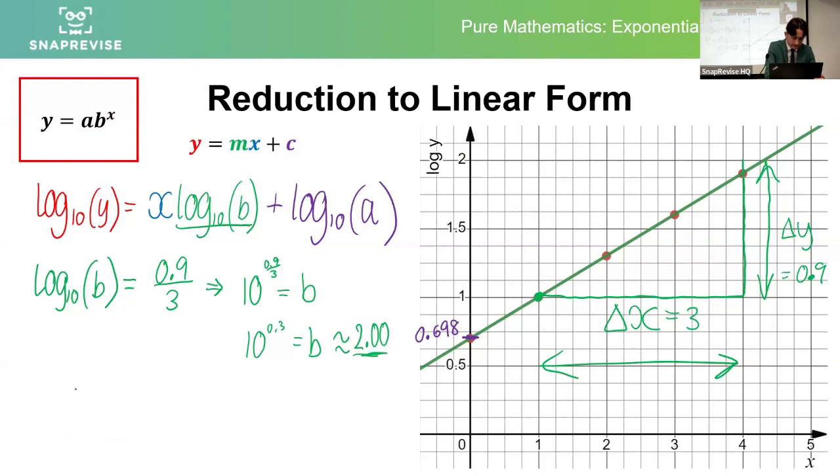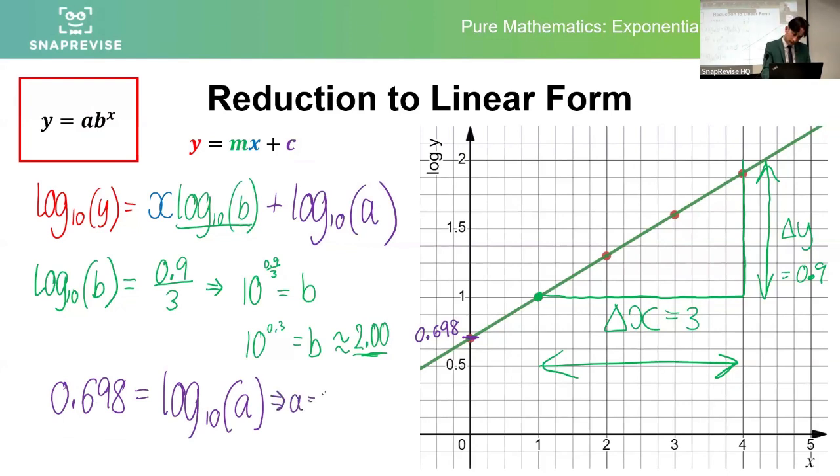We know the y-intercept is 0.698, and that was equivalent to log base 10 of A. So that's just another little one to rearrange and solve. So 10 to the 0.698 must equal A. So A would be approximately equal to 5.